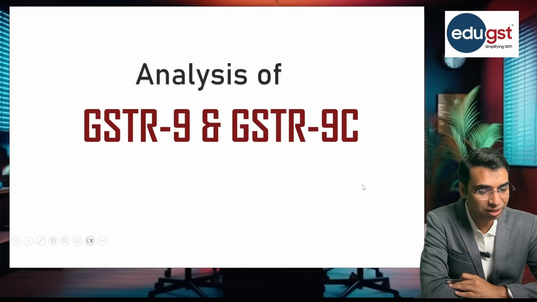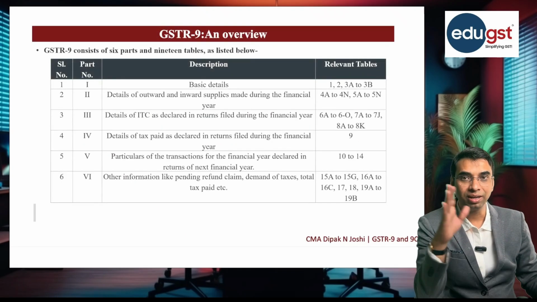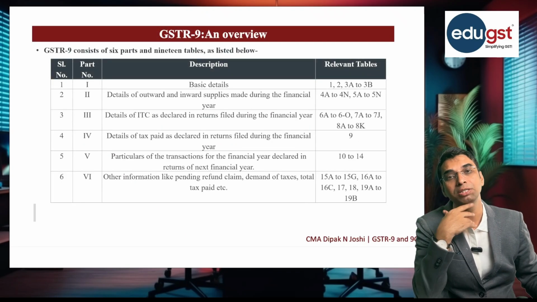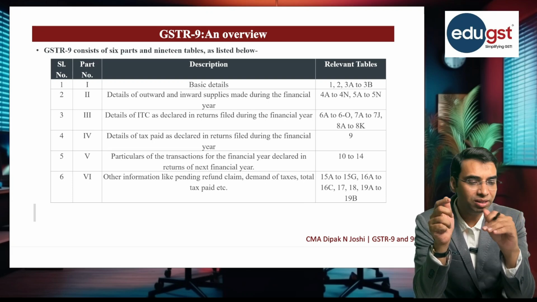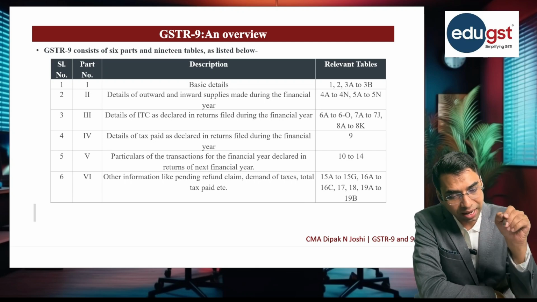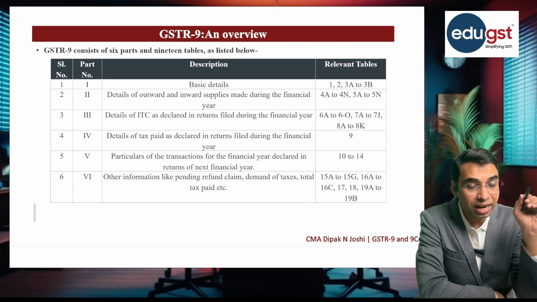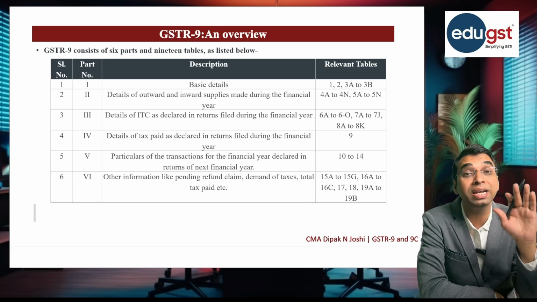Welcome back. In this session, we'll do the table-wise analysis of GSTR-9. GSTR-9 is bifurcated into 6 parts, and each part consists of subtables. In total, GSTR-9 consists of 6 parts and 19 tables.